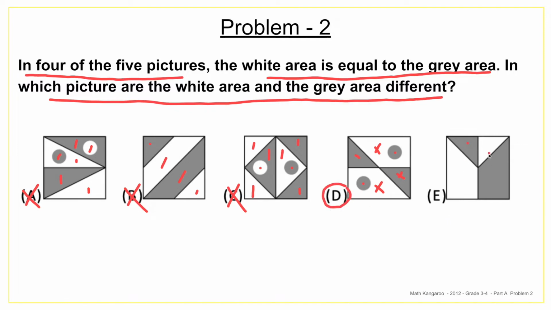Here we see gray and white match. White matches with the gray. And this is not our answer because there is no difference. So our answer is option D, which has some differences. Let's move on to the next problem.